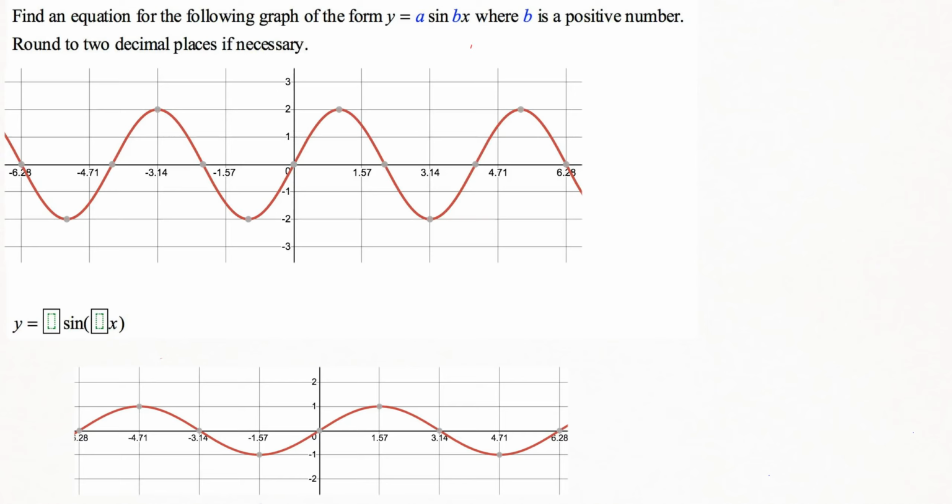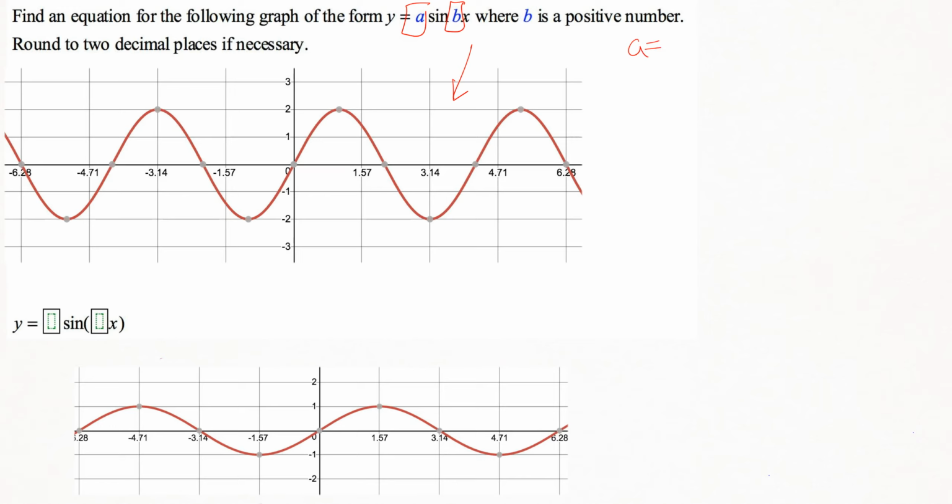In this problem, we're given a sine graph to start with, and based upon that sine graph, they want us to find the a value, the vertical stretching, and the b value, the horizontal stretching that we would have had to have done to the original sine graph to make it look like this one. So where I start on this problem is I start with the a value.